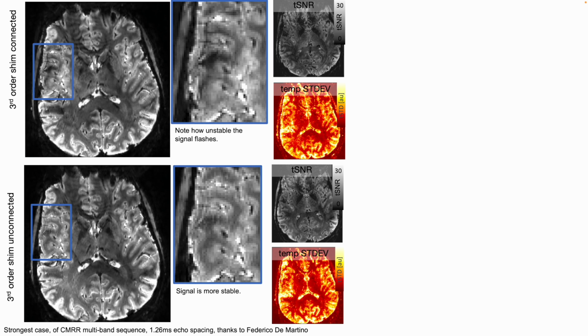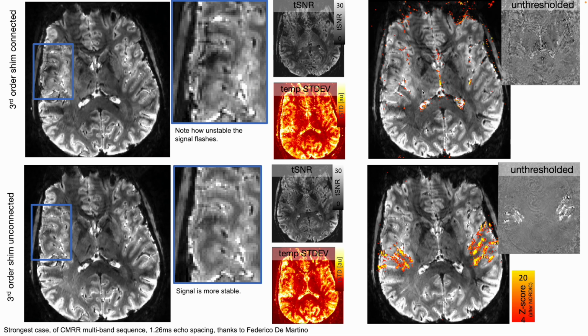In this case of a specific example of the CMR multiband sequence and these echo spacings used for auditory research from our collaborators, we see that the TSNR drops about 30%. And this means that for a given single experiment auditory stimulation, you might not have activity that exceeds the detection threshold. There is sub-threshold activity, and if you would scan longer, maybe you would also be able to see these activities with the third order shims unplugged.